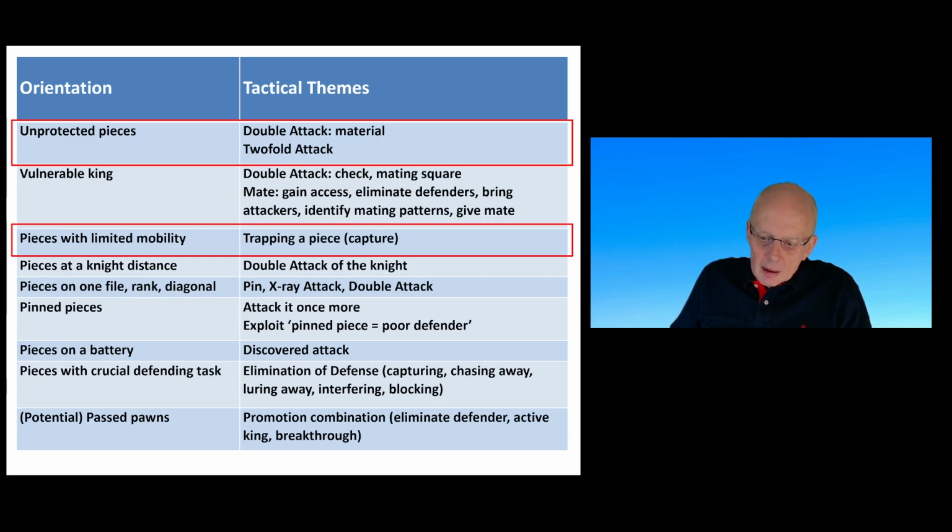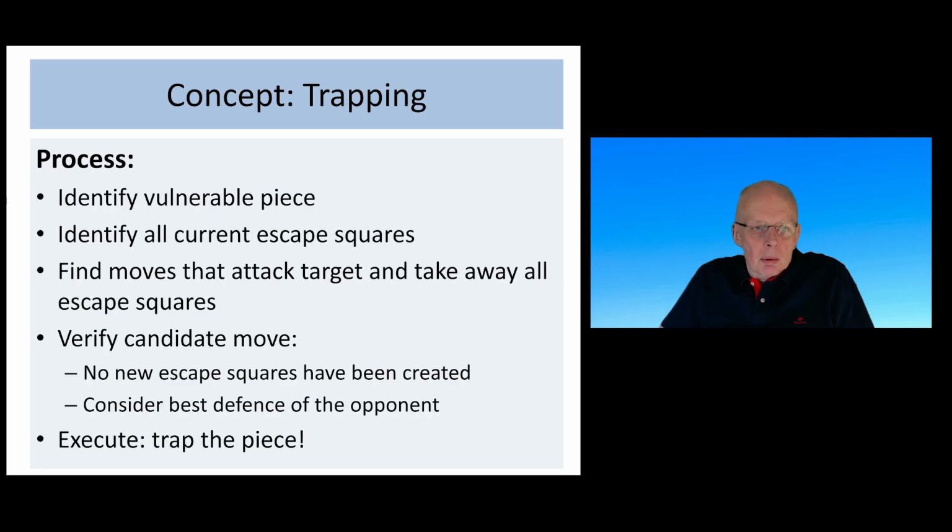And often when you spend some time on orientation, you will identify them, and then you can start figuring out how to trap them. So this is the process. Identify the vulnerable piece. So pieces that have only a few squares that they can move to, pieces that are undefended, pieces that are one time defended by a piece and one time under attack by another piece.